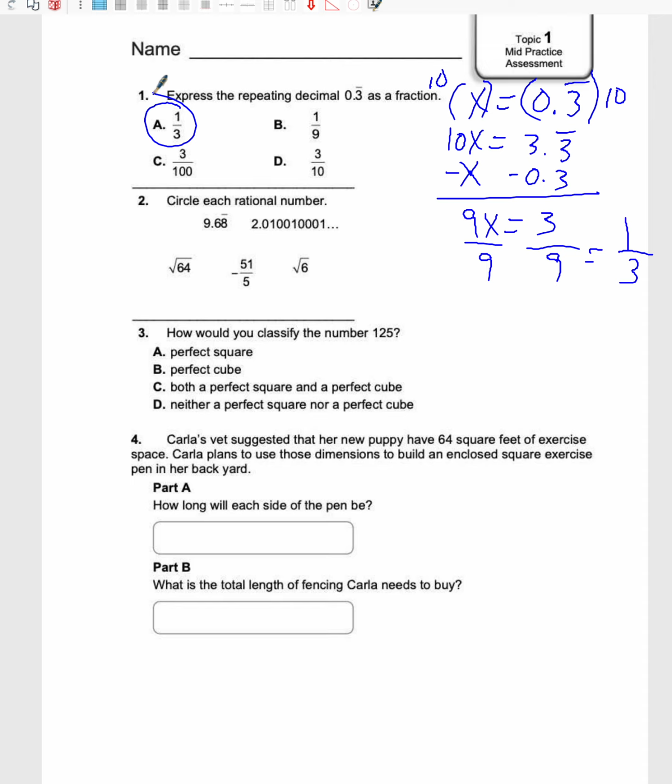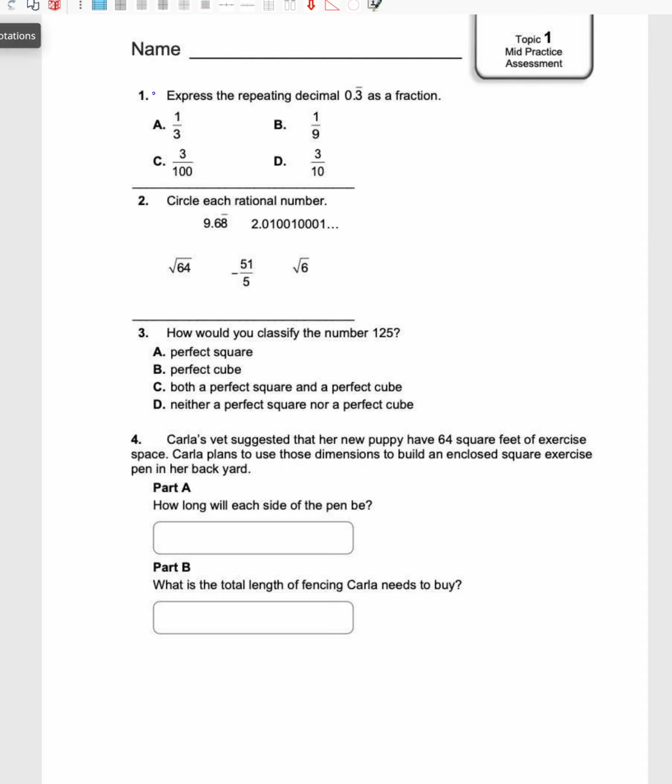I think that's the only one of those on the test. Just have to do one, if I remember right. Okay. Number 2. Everybody good there? I'm going to erase this so I've got room.